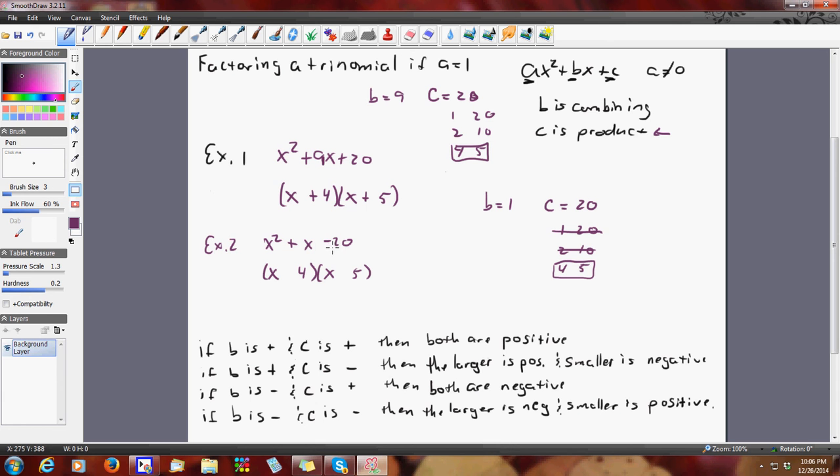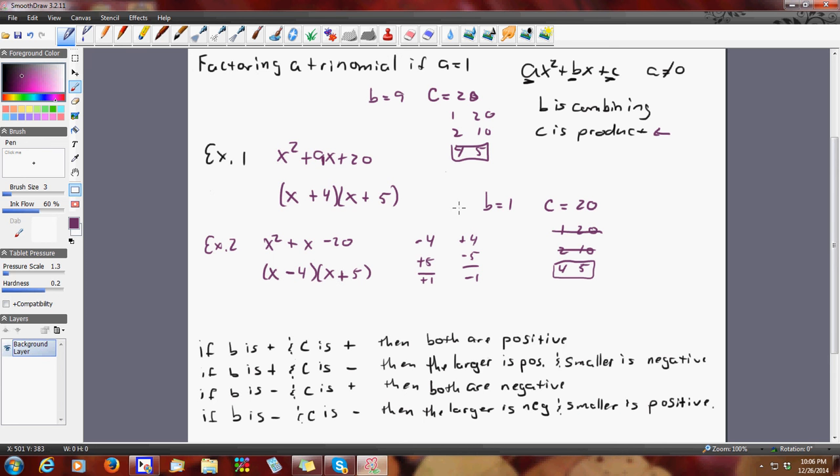Now, it needs to multiply to get a negative 20, which means one's going to have to be positive and one's going to have to be negative. Well, here are my 2 choices. I have either a positive 4 and a negative 5, or a negative 4 and a positive 5. Negative 4 and positive 5 gives me positive 1, and this gives me a negative 1. Well, I have a positive x, so my 4 is going to have to be negative, and my 5 is going to have to be positive.